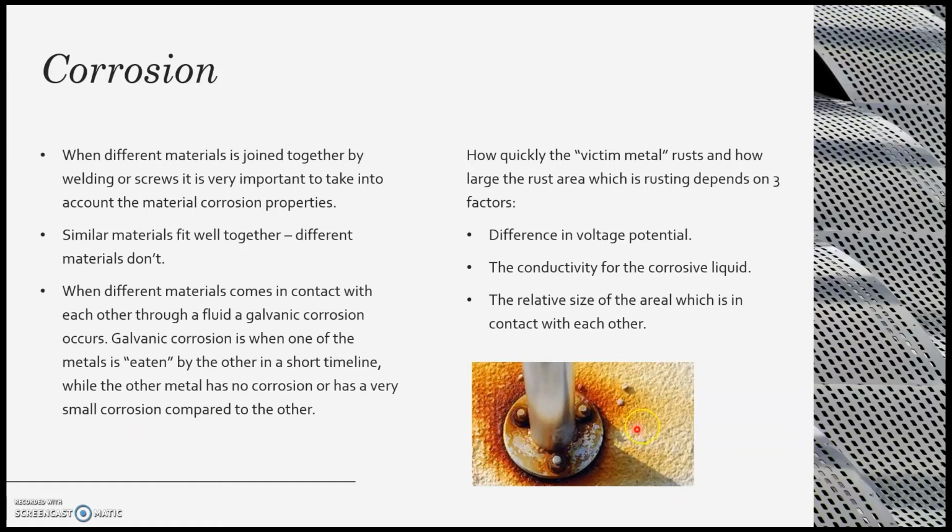In this picture, you see an example of what I just told you. You see here, the nuts are very corroded, but the pipe and the flange are not. How quickly the victim metal rusts and how large the rust area is depends on 3 factors. The difference in voltage potential, the conductivity of the corrosive liquid, and the relative size of the area which is in contact with each other.